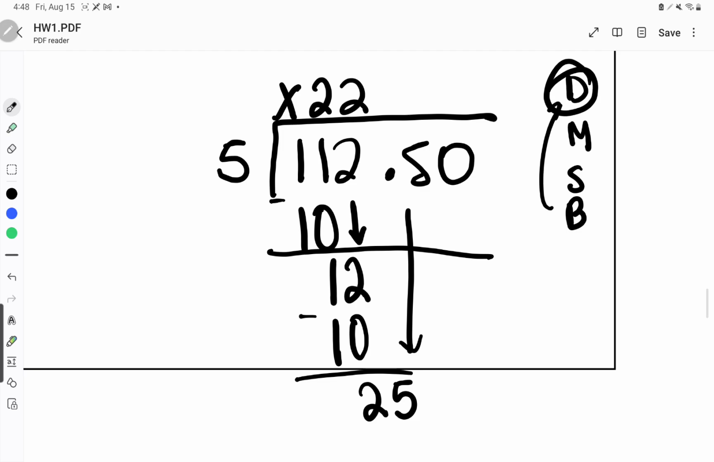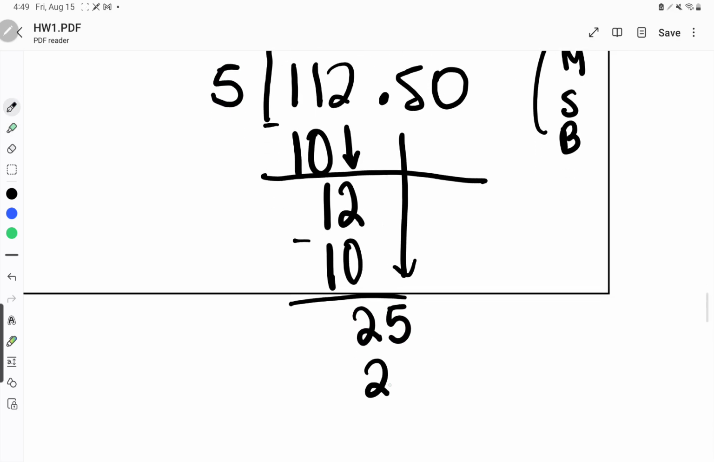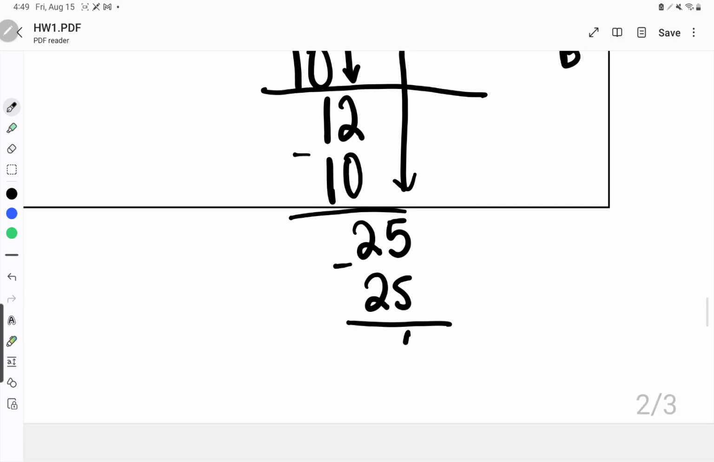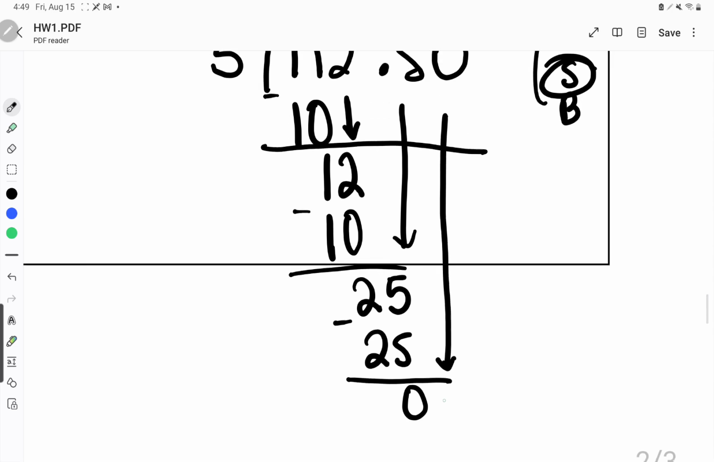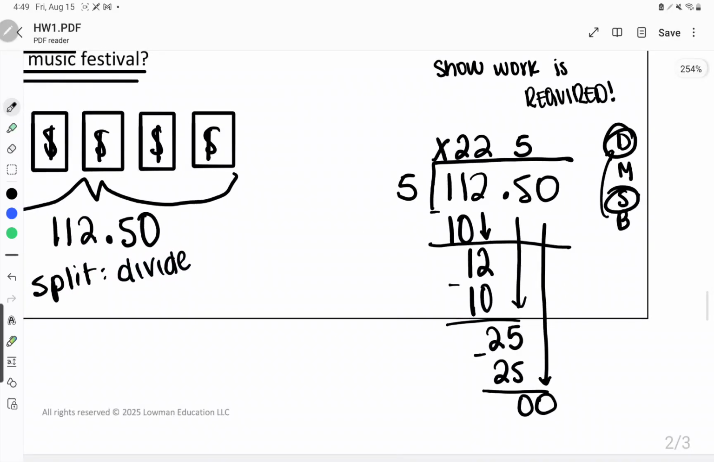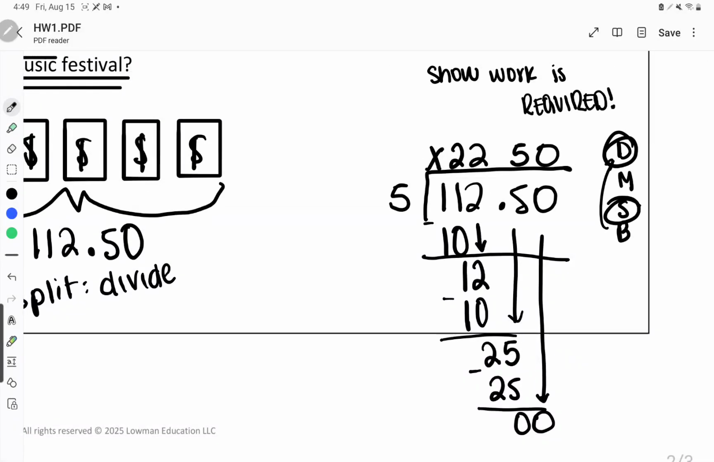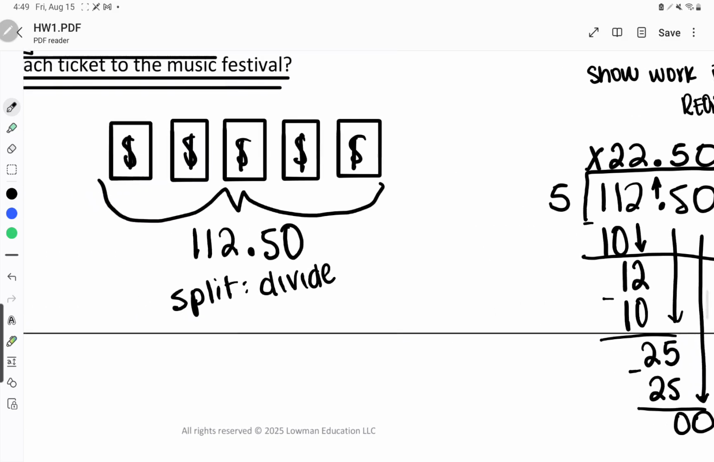Now we go back up to divide, and we say 25 divided by 5. 25 divided by 5 gives us 5. 5 times 5 is 25. We multiplied. Now we subtract. That equals 0, and we bring down. That's our last number, so now we say how many times does 5 go into 0, and that would be 0 times, and since we ended with the 0, we're good to go. We bring our decimal straight up, and our final answer is $22.50.